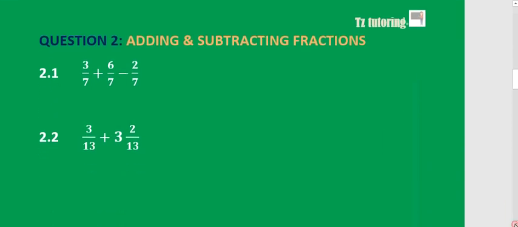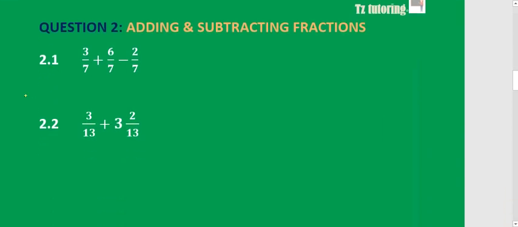Alright, question 2, adding or subtracting fractions. Of course, in order for you to be able to add or subtract fractions, the denominators need to be the same. If the denominators are not the same, then you have to make them the same. But for 2.1, it's very easy because all the denominators are the same. So we can just add or subtract. We've got the denominator of 7. So let's add the numerators. 3 plus 6 is 9. And 9 minus 2 is 7. Of course, 7 over 7 is 1.